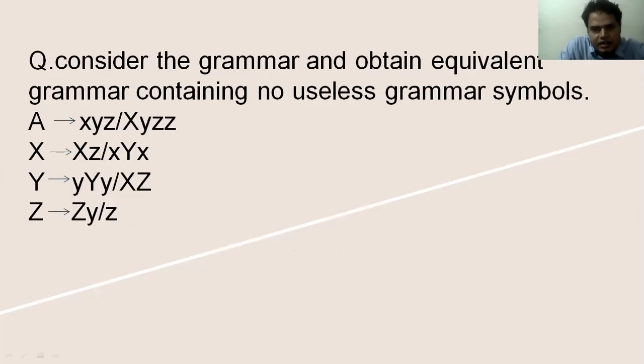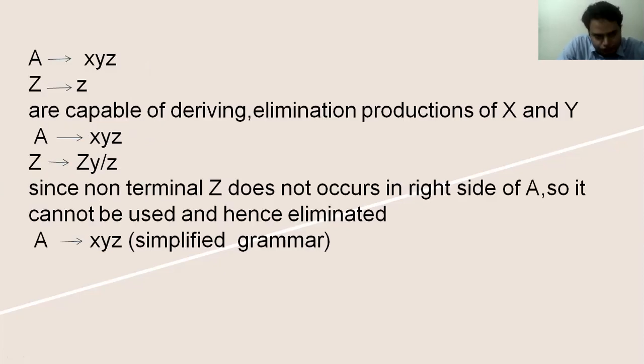Next, consider the grammar and obtain an equivalent grammar containing no useless grammar symbol. So here is an example also: A tends to XYZ, capital X, Y, double Z, XZ. We also use the phenomena of removal of useless symbols, removal of unit production, and removal of null production here to obtain the useful grammar, useful productions. So there are two derivations: A tends to XYZ, Z tends to Z, which are capable of deriving, with elimination of the production of X. And such a type we can find the simplified grammar.